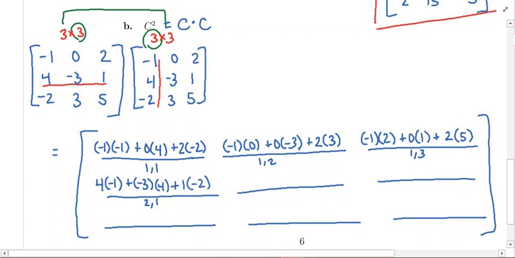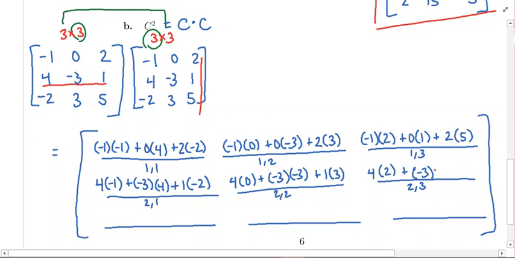Second row, second column. I am going to do the second row out of the first matrix and then the second column out of the second matrix. So we're going to have 4 times 0 plus -3 times -3 plus 1 times 3. Moving on to the second row, third column. We're going to have still the second row and now the third column out of the second matrix. So this will become 4 times 2 plus -3 times 1 plus 1 times 5.